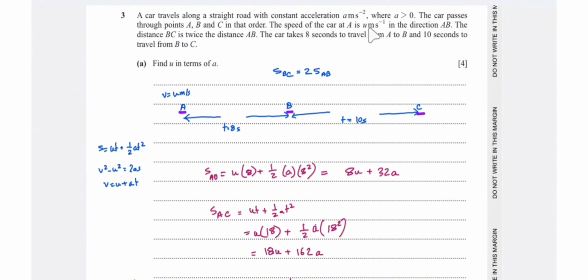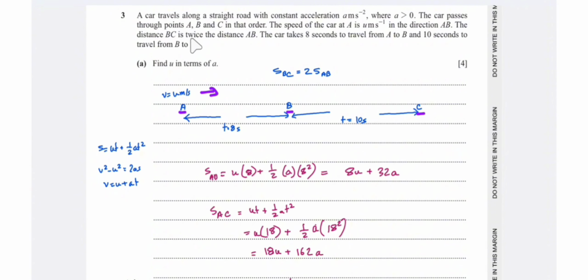The speed of the car at A is u meters per second in the direction AB. So in the direction AB, that means in this direction, the speed is u meters per second.